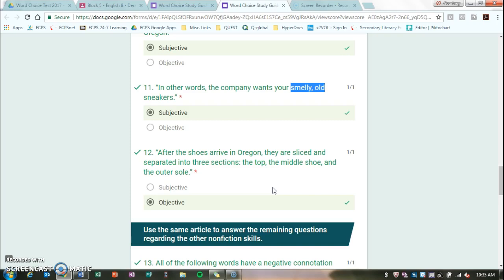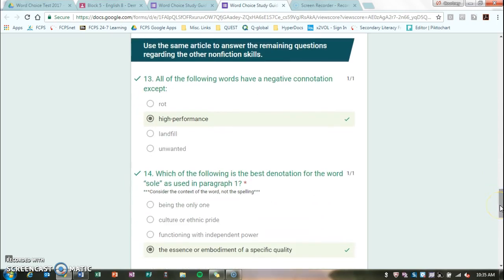This is objective, it's a fact, it's talking about the process, and we could prove that when they go to the factory, how they are divided up to be made into the surfaces. The next section is about your other nonfiction skills. All of the following words have a negative connotation except. This is saying all of these words are negative except one. You have to find the one that is positive. Rot, landfill, and unwanted all have a negative connotation. High performance in this context is positive. So that is your correct answer.